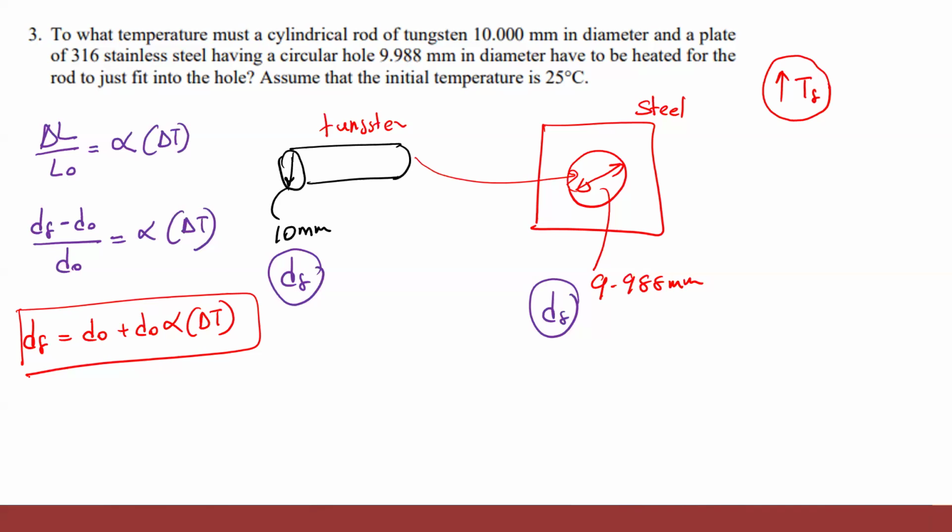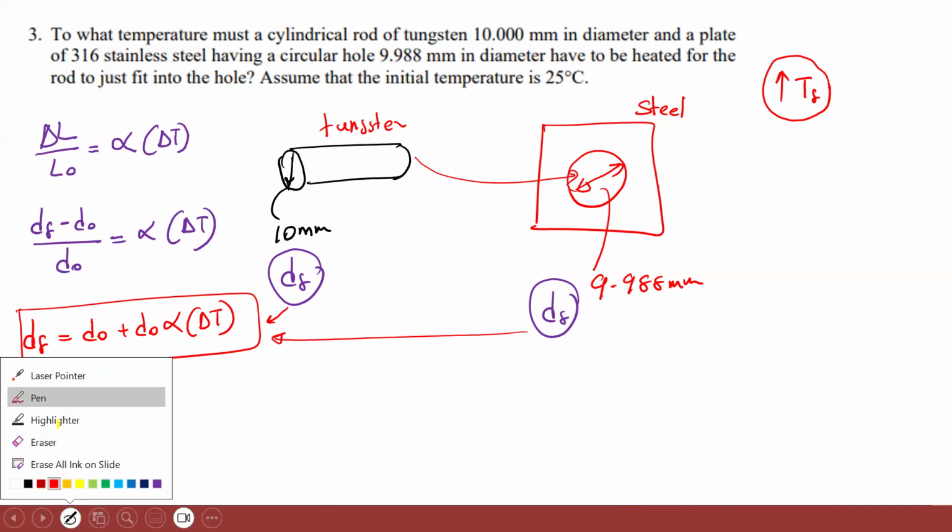That's right. So if you find the dF using this equation for both of these materials, at a particular temperature, we can find the delta T, which is responsible for having the same dF. Do you agree with that? So can you please write the two equations, one for tungsten and one for steel? What are the things changing?